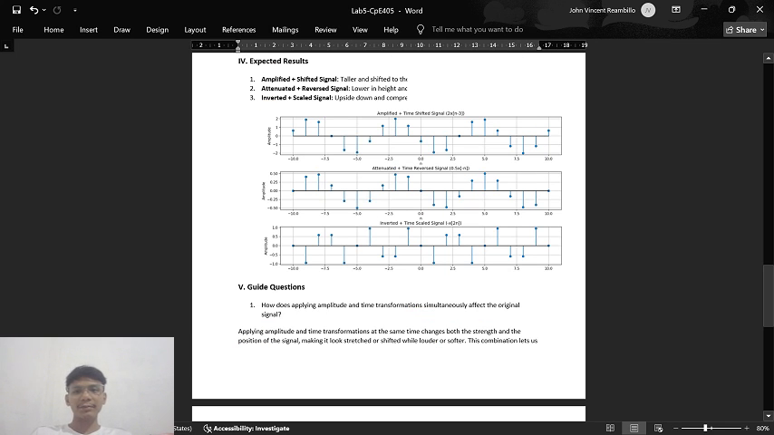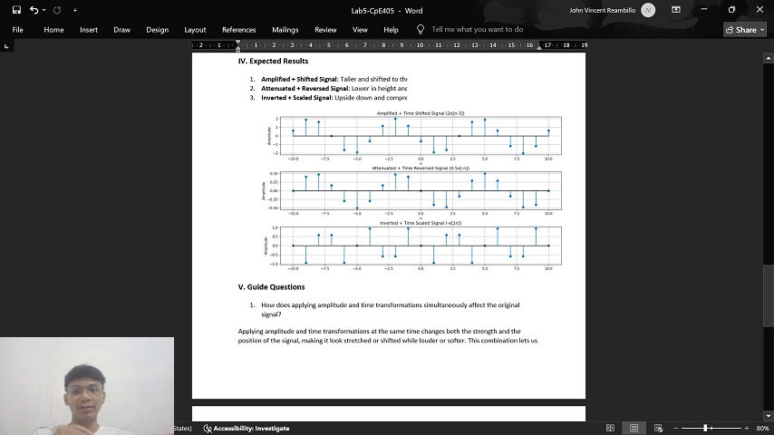After plotting all these transformed signals, I was able to clearly see the effects. The amplified and shifted signal appeared stronger and delayed. The attenuated and reversed signal looked weaker and mirrored. The inverted and scaled signal was flipped upside down and more compressed in time.